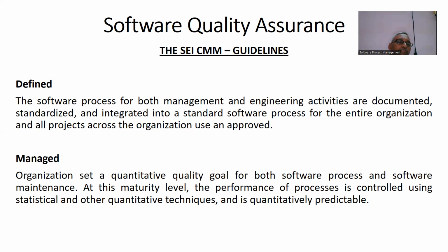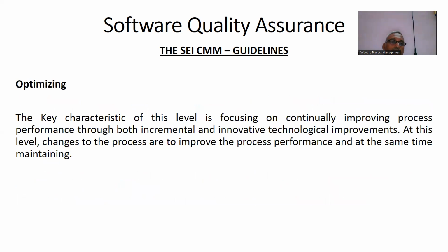Next one, optimizing. The key characteristic of this level is focusing on continuously improving process performance through both incremental and innovative technological improvements. At this level, changes to the process are to improve the process performance and at the same time maintain statistical probability to achieve the established quantitative process improvement objectives. And next, we'll move to quality function deployment.